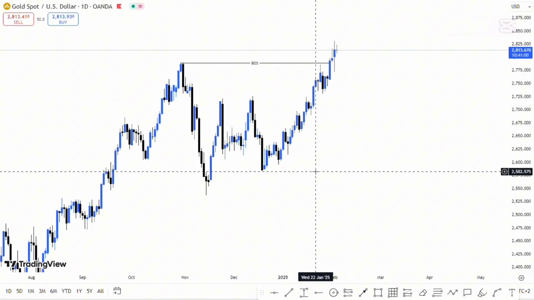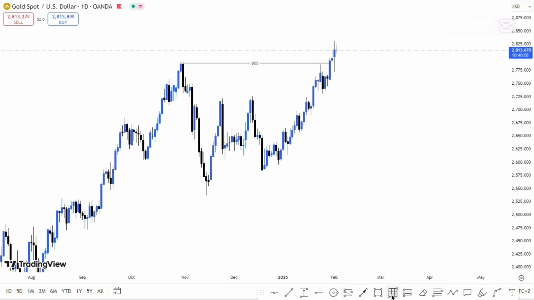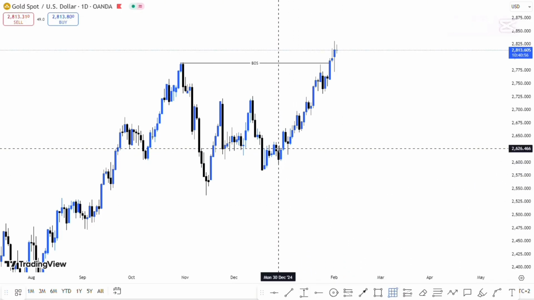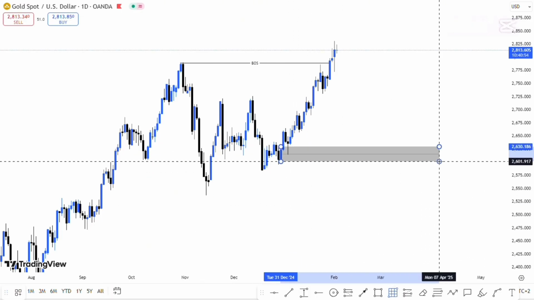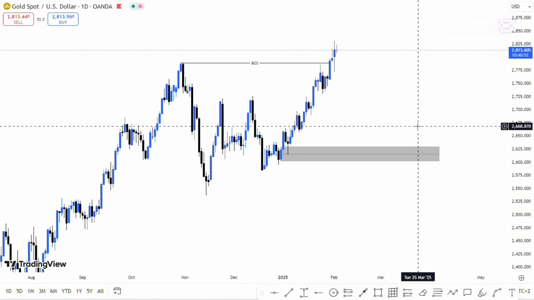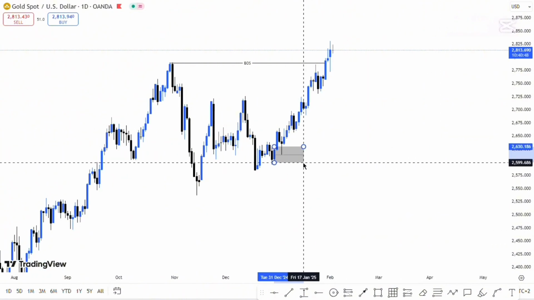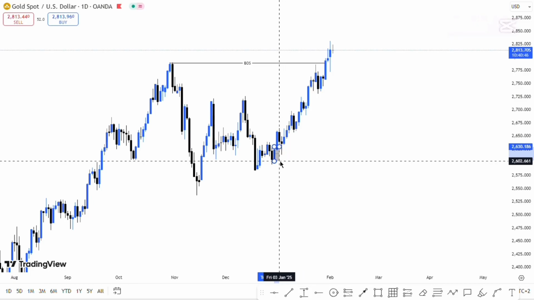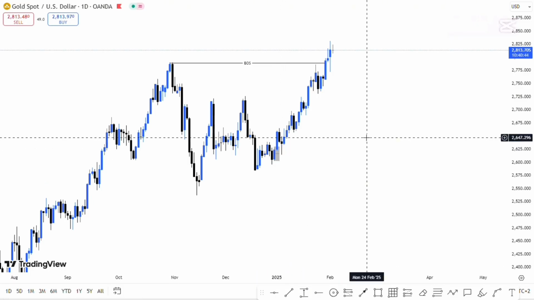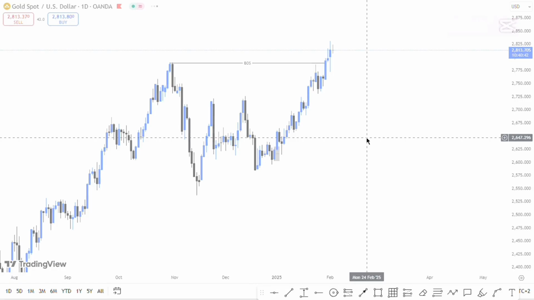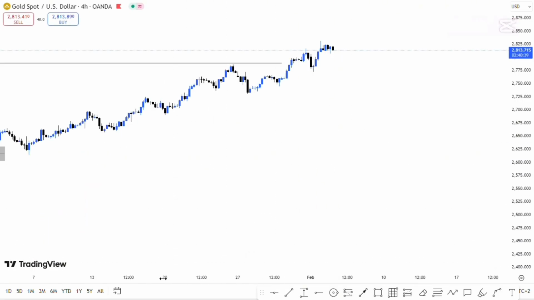And now the origin which caused this break of structure is somewhere around here, which is the last candlestick right here. But this is too far away since this is a daily time frame. So we'll be looking to enter from 15 minutes. So now let's jump into the 4-hour time frame.